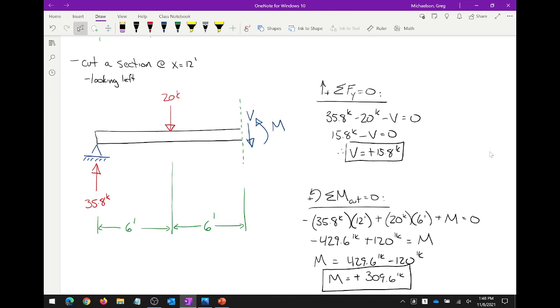What we're going to do next time is take this problem and deal with distributed loads. A distributed load is going to be a constant load, so a linear shear diagram and a parabolic moment diagram. But I've got some graphical tricks for that one too.